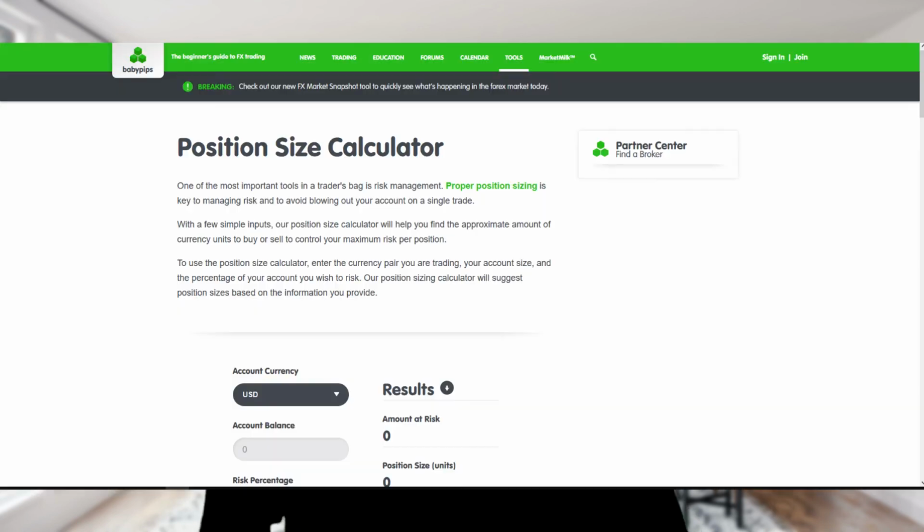And the last one, number 15, is the BabyPips position calculator. So if you don't want to spend money on a risk manager or Magic Keys, this is a free way for you to calculate your risk.